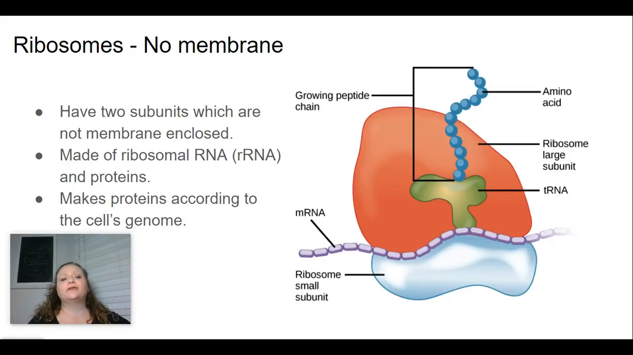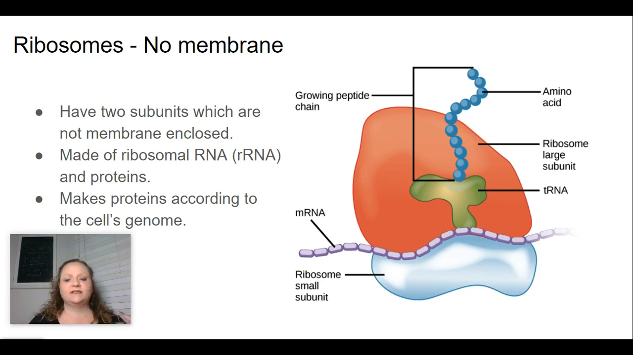So let's talk about that first part that cells all have in common, these ribosomes. No membrane to these ribosomes. They actually have two subunits that are not membrane enclosed. And those two subunits are made up of proteins and something called ribosomal RNA, which is rRNA. A ribosome's whole job is to make proteins according to the cell's genome.